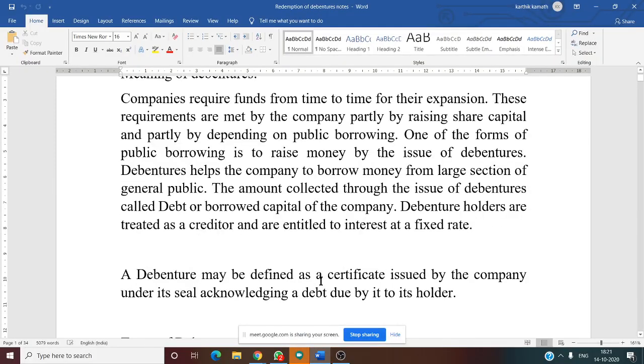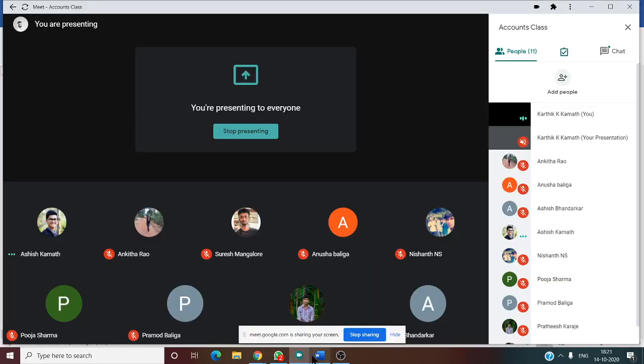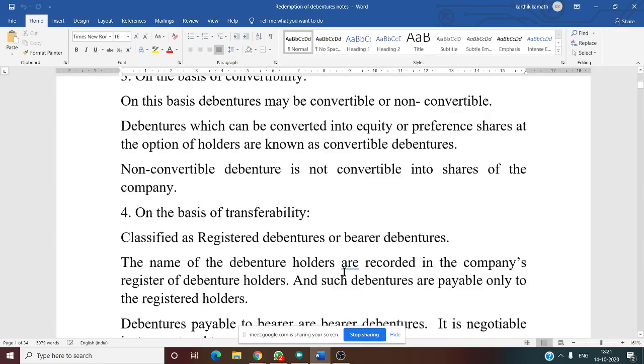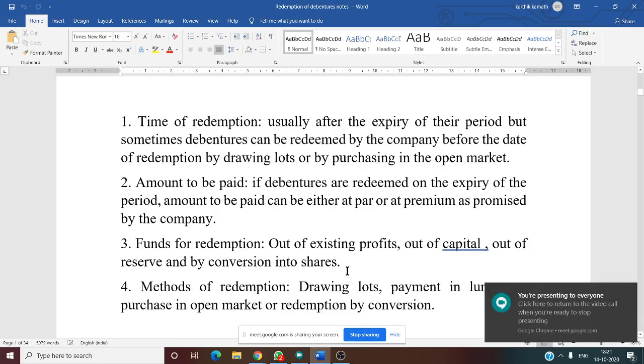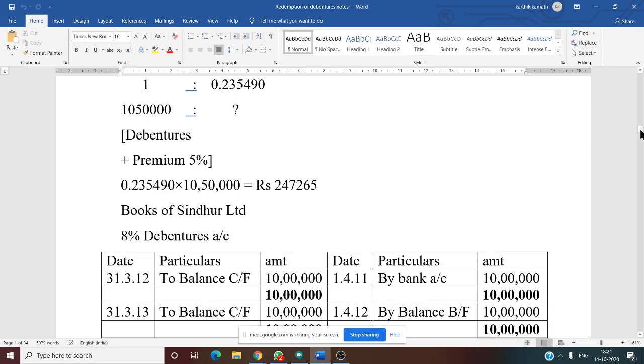Now, till now we have discussed 6 problems of redemption of debenture. Now we need to see the seventh one. We will move on to the seventh problem now.